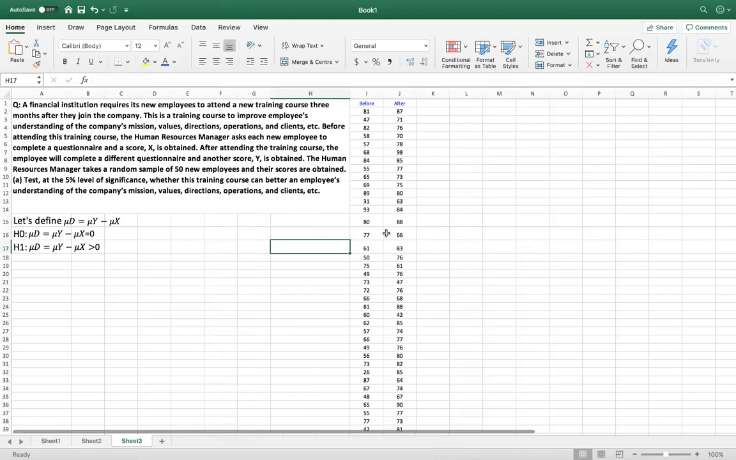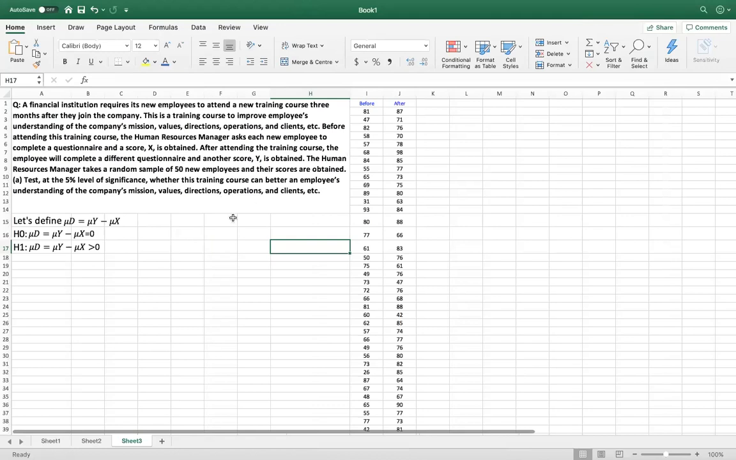Well, a financial institution requires its new employees to attend a training course after they join the company. This is a training course to improve employees' understanding. And before attending this training course, the human resources manager will ask each new employee to complete a questionnaire, and a score X is obtained. Also, after attending the training course, and you need to test whether, at the 5% level of significance, the training course could better an employee's understanding of the company's mission.